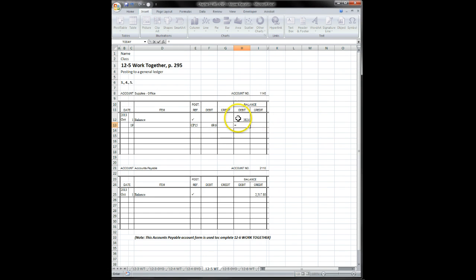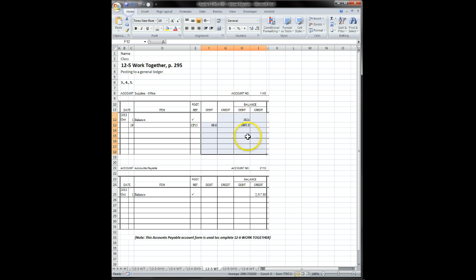And I need to do the new balance, right? So I had a balance of $3,824. I have another debit. We add 2 debits. My new balance is $3,893.60. We're working with money, so we need to have an appropriate number of decimals. So I'm going to just reformat that so it looks nice and pretty.